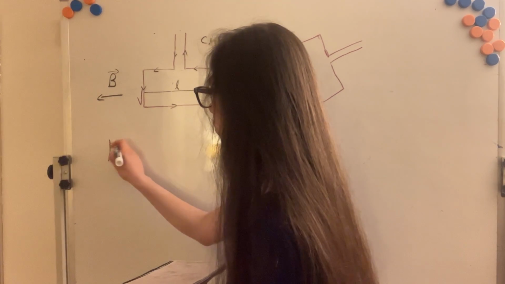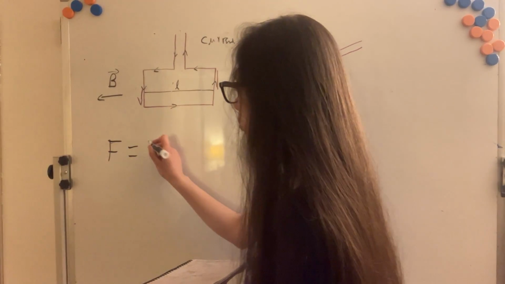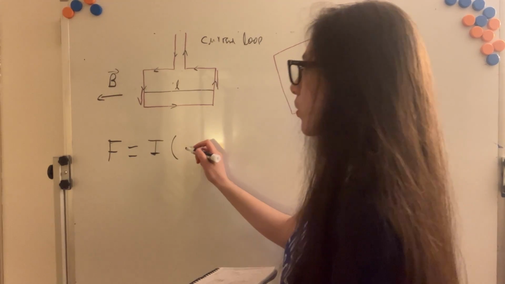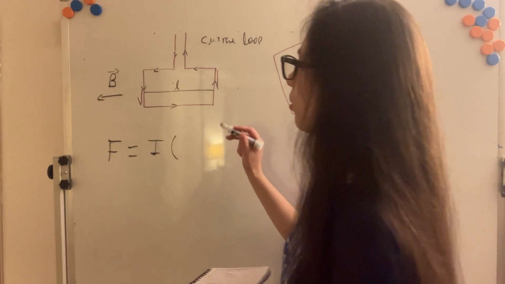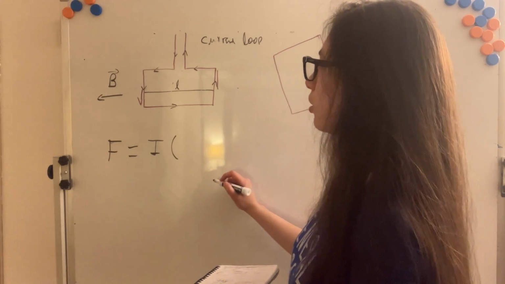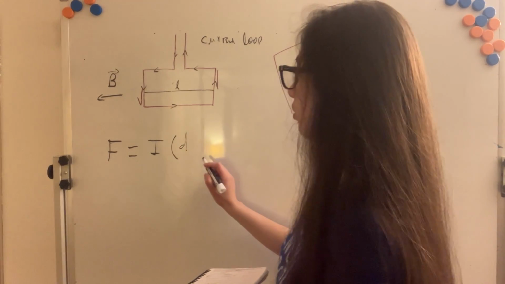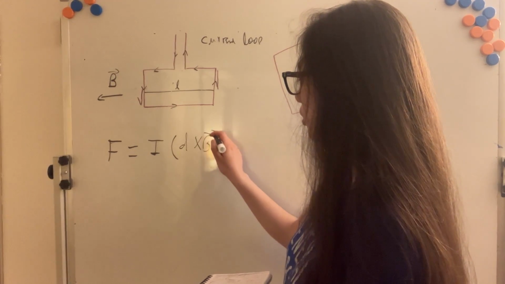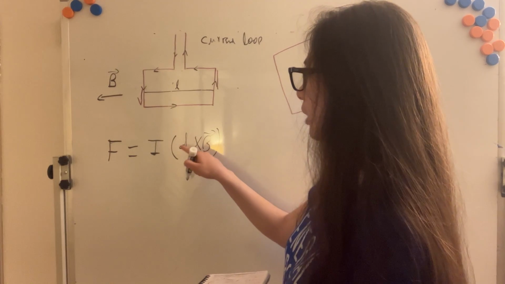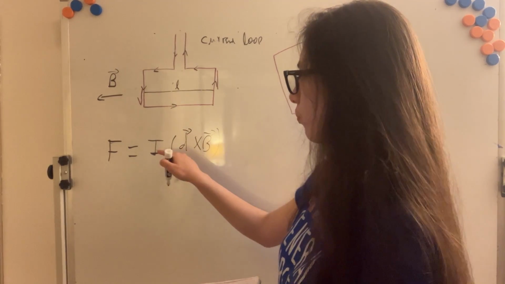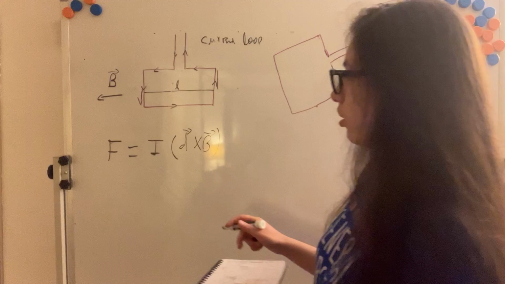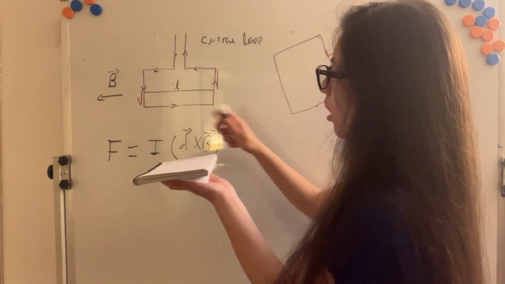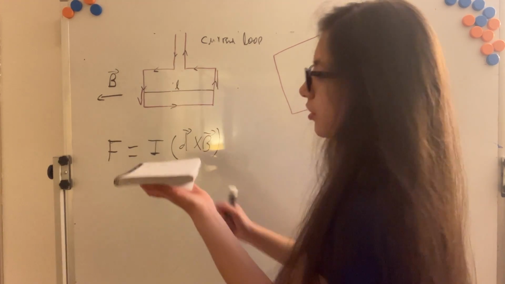So we know that the magnetic force is equal to the current times the cross product of its length of the wire. Let me call the length D in this case. Cross product with the magnetic field, and the length is in the direction of the current. Alright, so we have what would be the force exerted on each one of these parts.